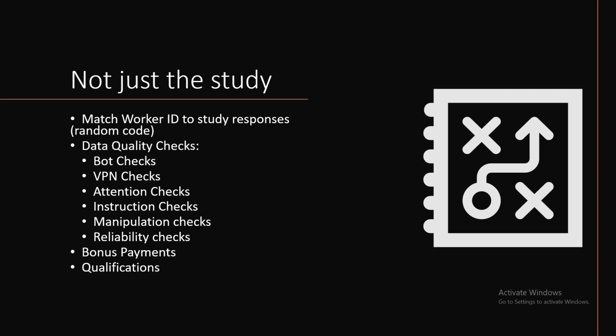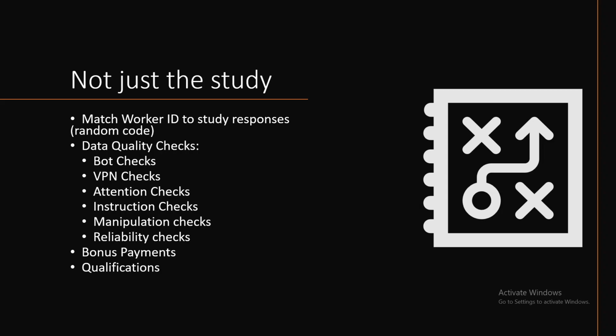Attention, instruction, manipulation, and reliability checks are all substantive quality checks within a study. So making sure that people are paying attention, that they've read the instructions. If you're doing an experiment, that they were actually manipulated. So if you say, in arm A, a person's going to get 50 cents if they win, versus arm B, they're going to get $10 if they win, a manipulation check says, how much money are you going to get? And the question then is, did they get that part right? The reliability checks, again, I'll give another example in the next slide, but just making sure that you're getting reliable data from the participant.